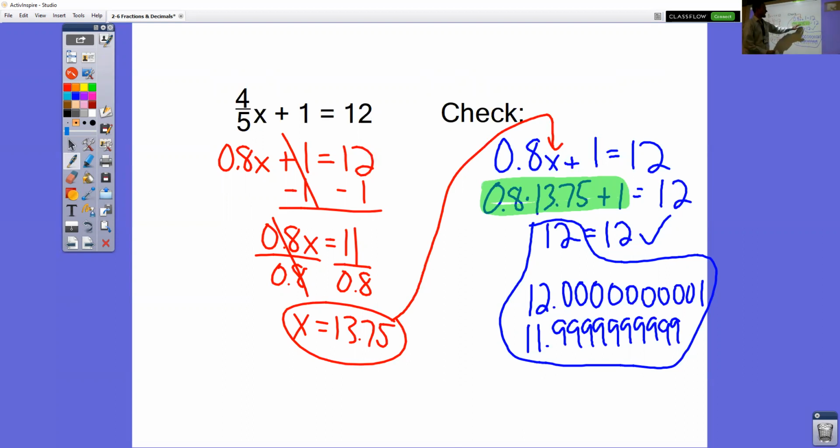When you go to check your answer, you're going to take this 13.75 and sub it in for x. So 0.8 times 13.75 plus 1. You could type this right into your calculator all at once, and you get 12. Now, not on this particular question, but on other ones, where you might have big, long, ugly decimals or repeating decimals, once in a while, you might get an answer like 12.000001, or maybe have a 3 at the end or something like that.